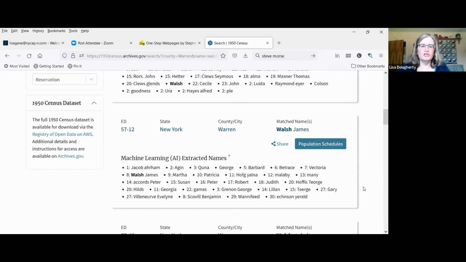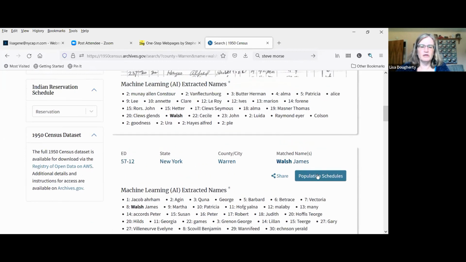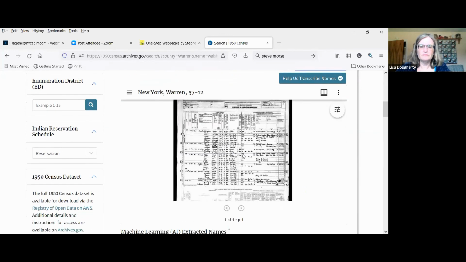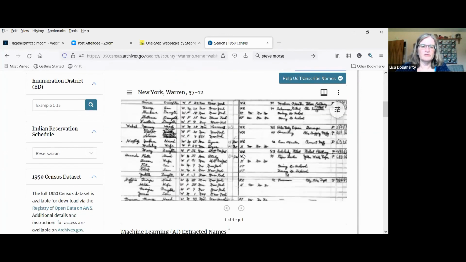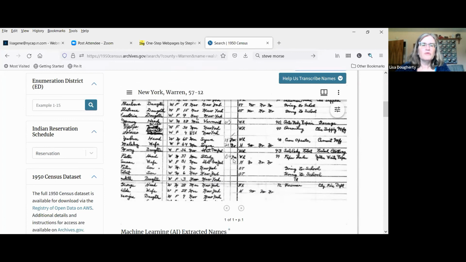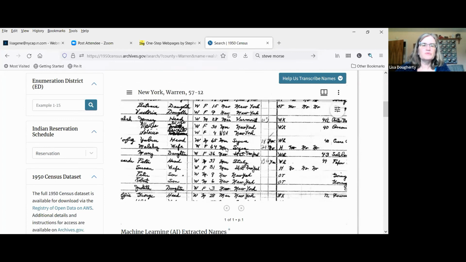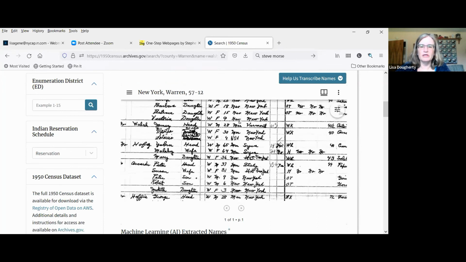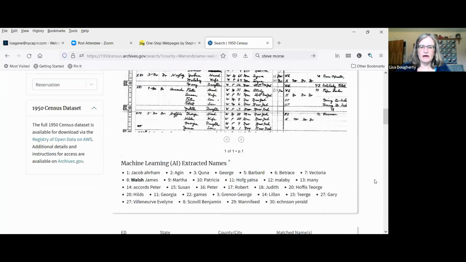Okay, we've got a James Walsh on this one. Click on population schedules, and it brings up the picture. Let's zoom in and see if this is the right one. Walsh James and his wife Martha and daughter Patricia. No, that is not the right one. So let's keep going down.